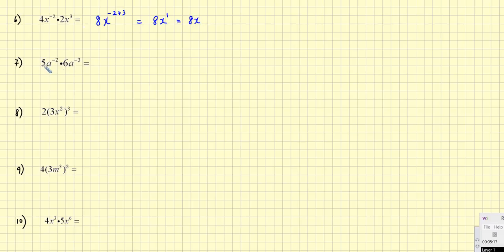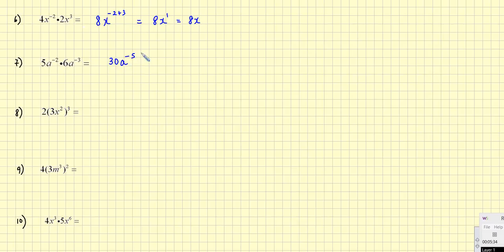If I look at 5a to the power of negative 2 times 6a to the negative 3, well, I have 5 times 6, which is going to be 30, and then a to the negative 2 times a to the negative 3 is going to give me a to the negative 5.